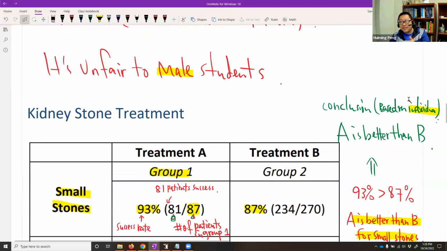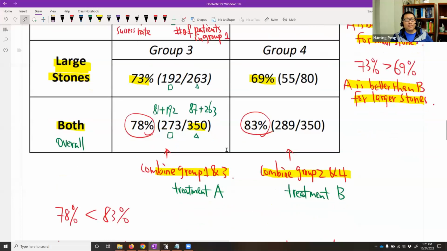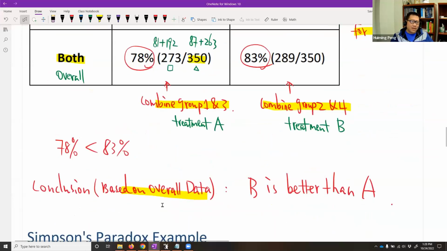So therefore, the first conclusion, based on the individual data: no, I don't believe it, because this is not good research. And the same, if someone looks at it. So how about the overall data?